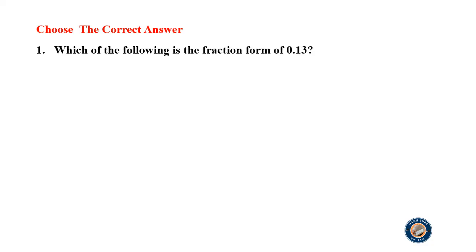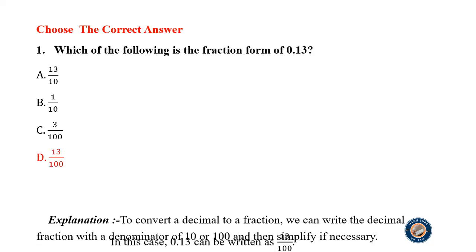Choose the correct answer. Question number 1. Which of the following is the fraction form of 0.13? A. 13 over 10, B. 1 over 10, C. 3 over 100, D. 13 over 100. The answer is 13 over 100.